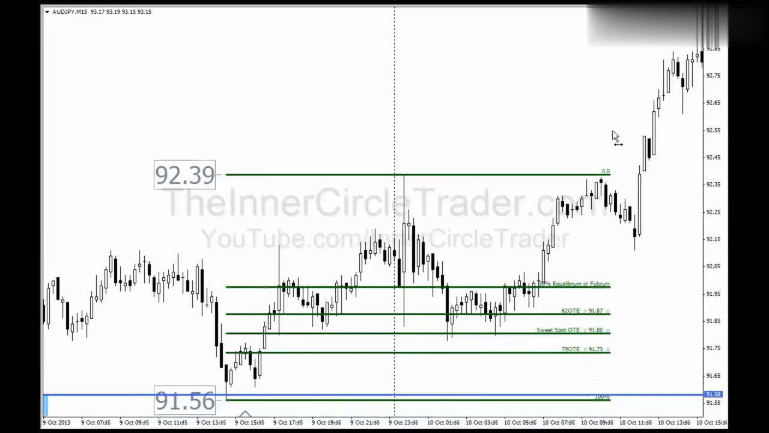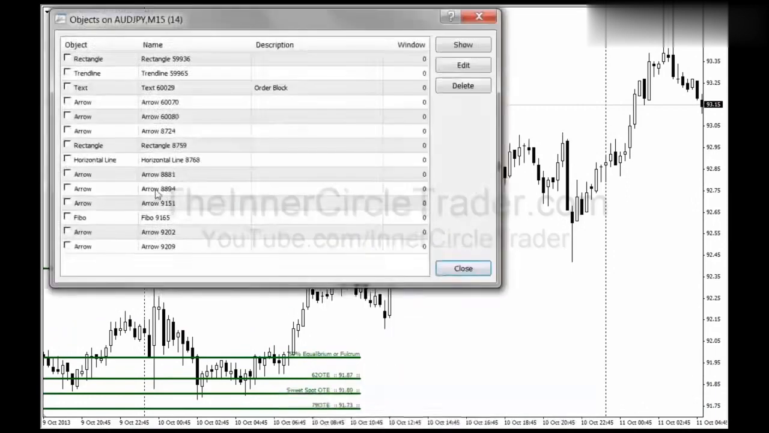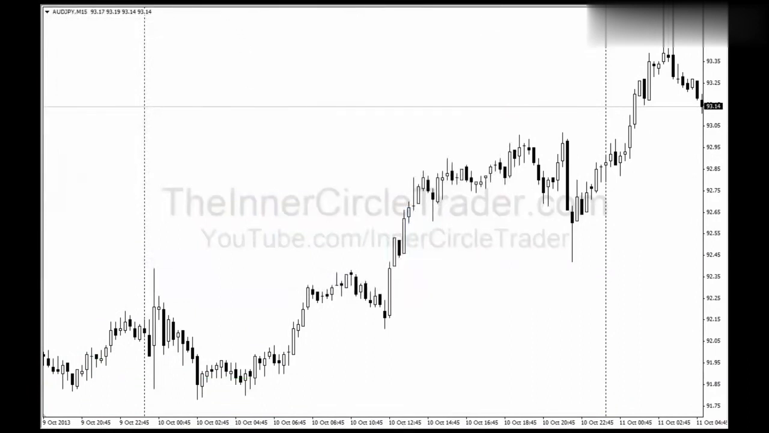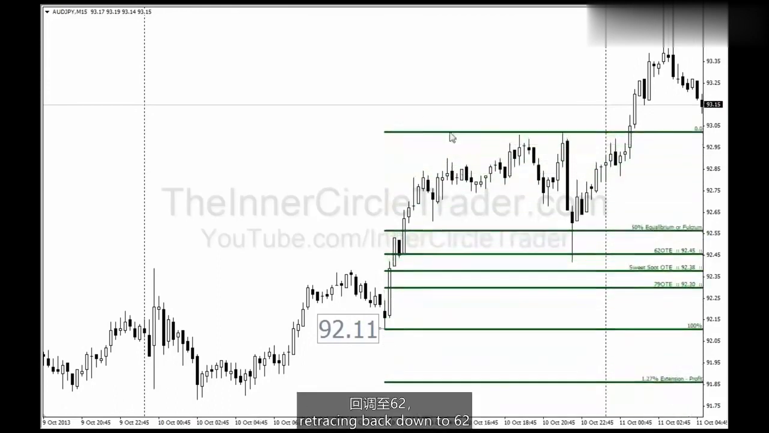And you see that happening here. Okay, again, same premise in mind. We have higher prices expected. We have an understanding of institutional order flow. We're going to hunt two opportunities in here. We have this level right here, 92.11. Price is rallying up. It starts to retrace. Okay, you're still overall bullish. So what are you going to be looking for? Retracing back down to the 62 to 79 retracement level. You get that right here.